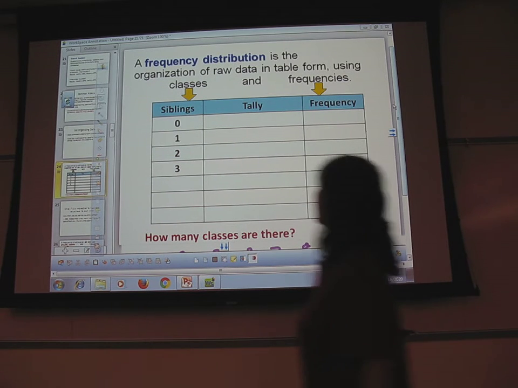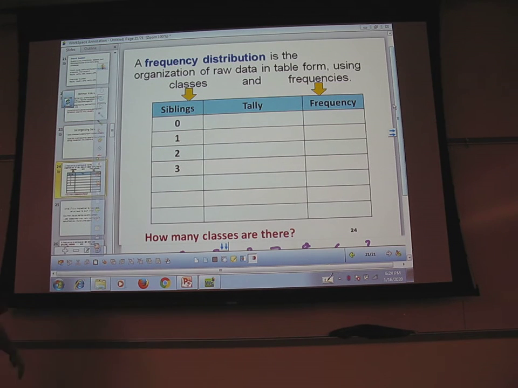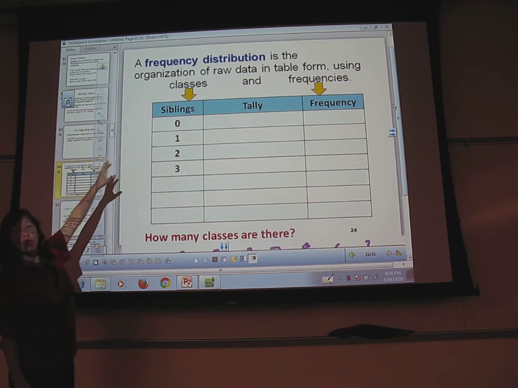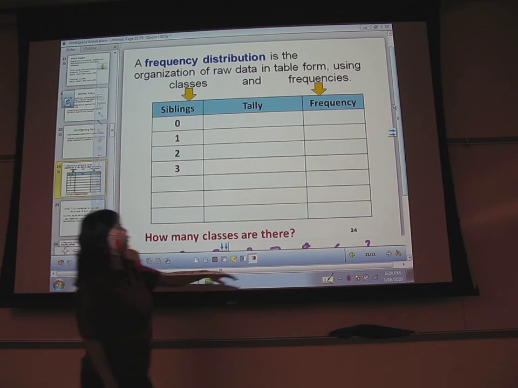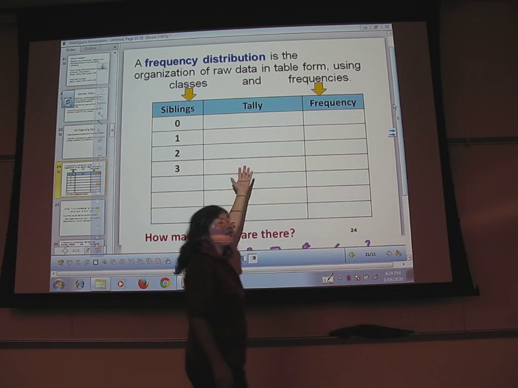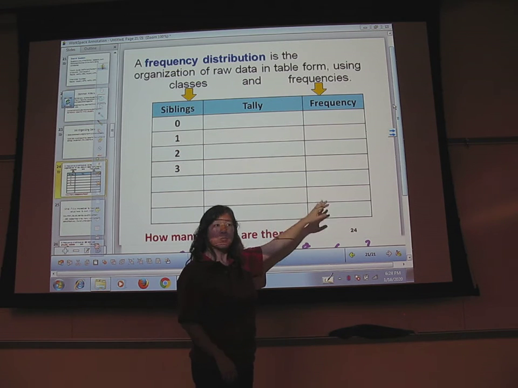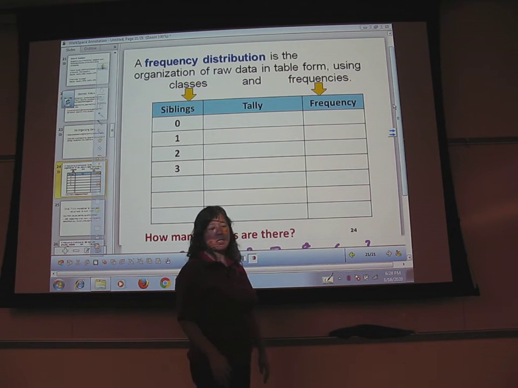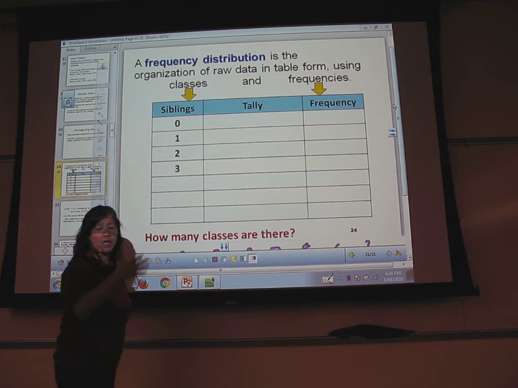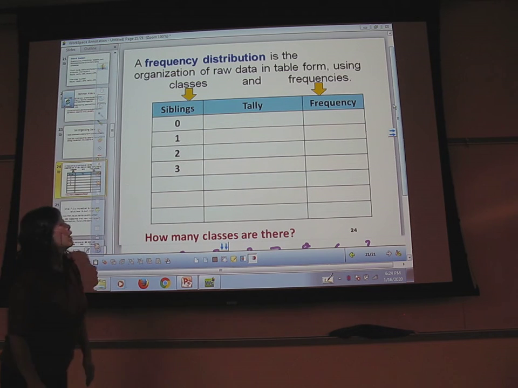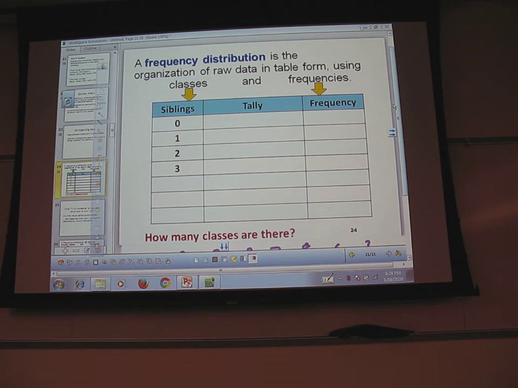Okay, good. All right. So frequency distribution is when you organize your raw data into table form using classes and frequencies. You can use a tally if you want. Tally is just the frequency in tally form versus numerical form. It's just a step you might want if your data is kind of harder to keep track of. So I'm going to kind of go through.